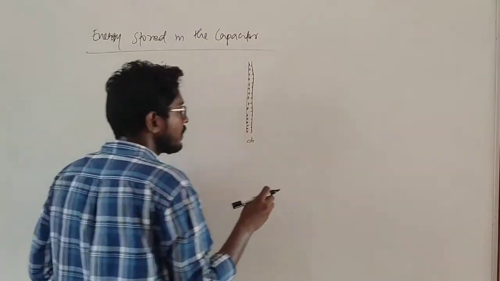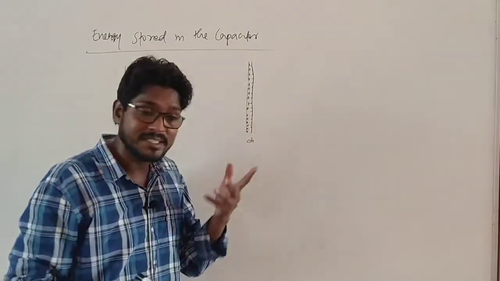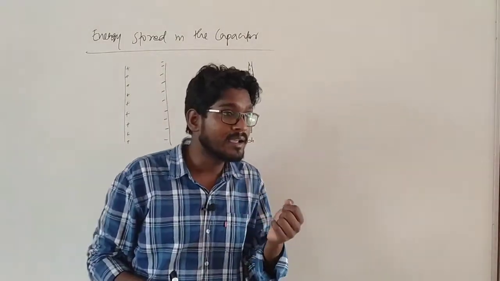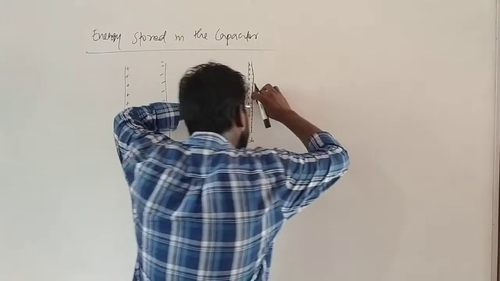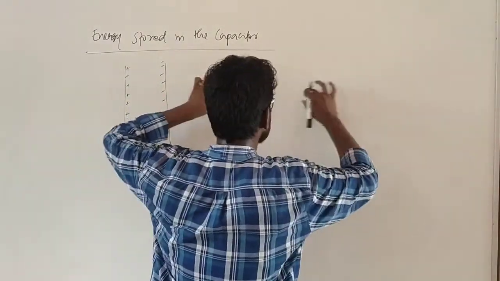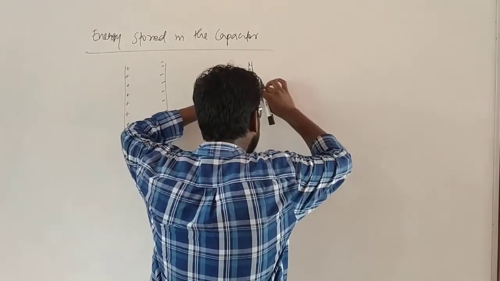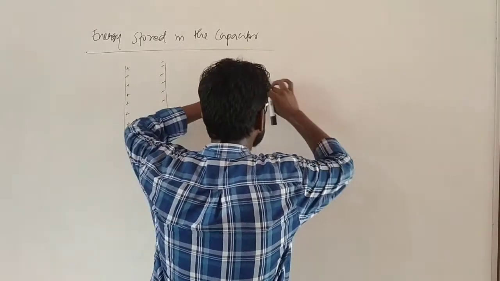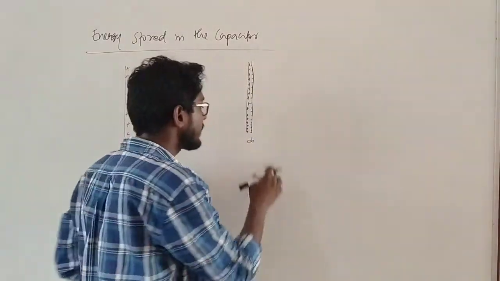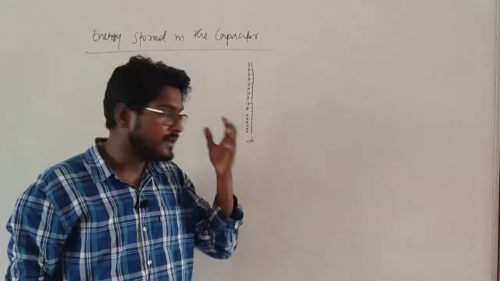Clear. Now the force between the two plates is attractive. Now you are trying to increase the separation between the plates. So if you are trying to increase the separation, you have to apply force in this direction, na? Clear.